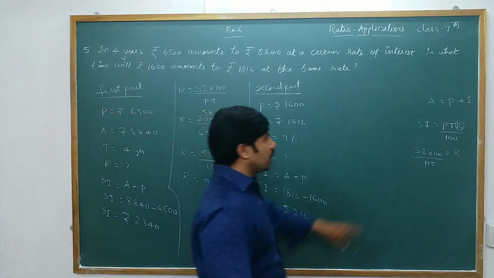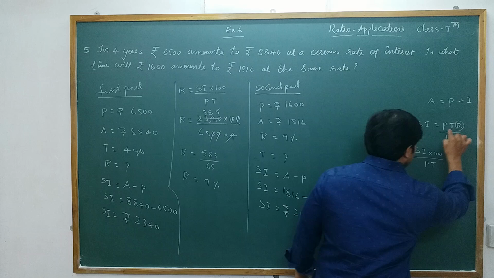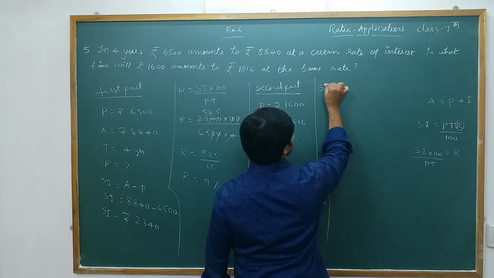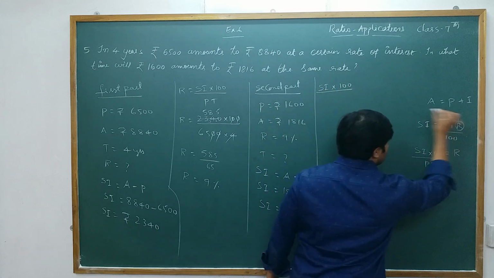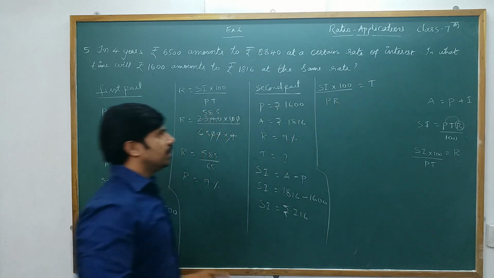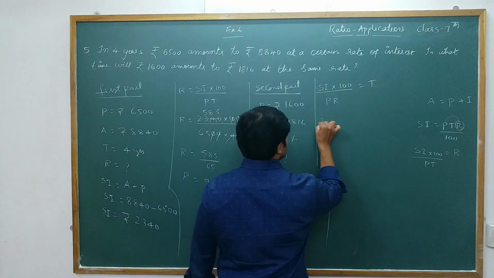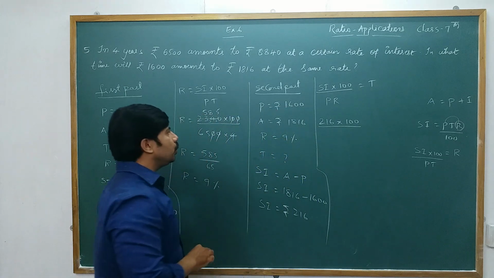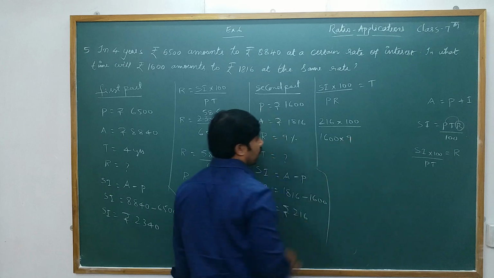Already we know SI is equal to PTR by 100. From here, what is T? If we cross multiply, T will become SI into 100 by PR. So T is equal to SI into 100 by PR. Now we will substitute. So it is 216 into 100 divided by P into R. P is 1600 and R is 9%.